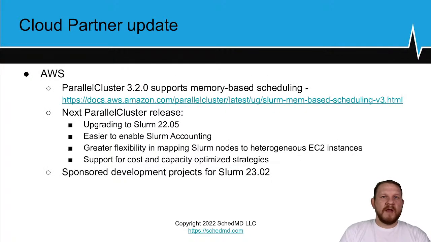Next, AWS ParallelCluster 3.2 now supports memory-based scheduling. So this link here, you can go read more about that. They also have their new version of ParallelCluster coming out soon, where they're going to be upgrading to use Slurm 22.05. They're going to be making it easier to enable Slurm accounting and more flexible to map the Slurm nodes to the heterogeneous EC2 instances that they have, and provide better support for cost and capacity optimized strategies. So you'll see a lot of updates there.